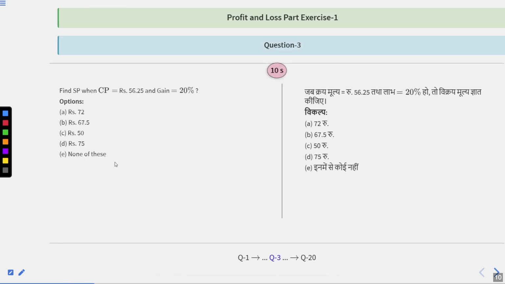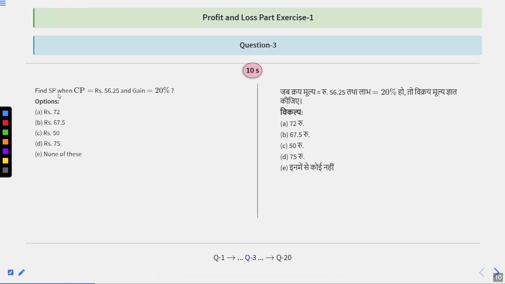Next one. Find SP when CP is 56.25 rupees and gain is 20%. You have 5 options and 10 seconds to solve this question. Your time starts now.